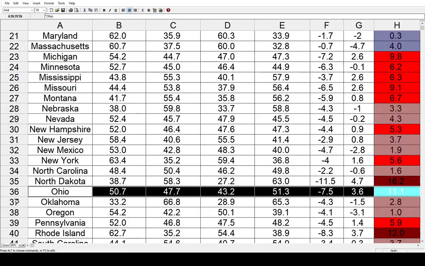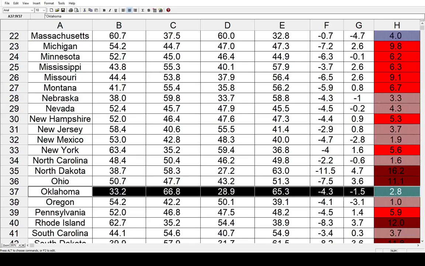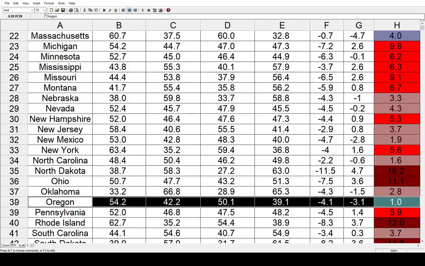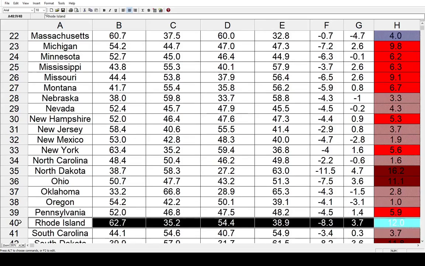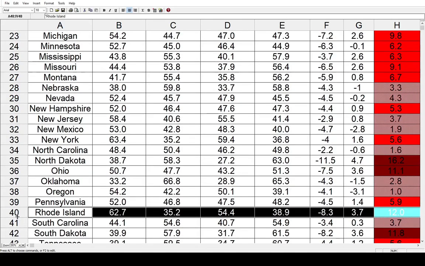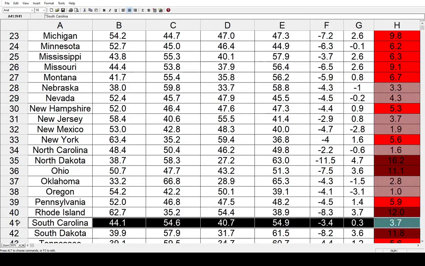The next state is Oklahoma. That's already a very red state, but it went 2.8% more toward the Republicans. Oregon, very little shift there, 1% toward the GOP. Pennsylvania, that's another state that Donald Trump was able to flip in that Rust Belt, and it moved 5.9% toward the Republicans. Next in Rhode Island, that we think of as a blue state, but that went pretty hard toward the Republicans by 12%. South Carolina, 3.7% toward the GOP.